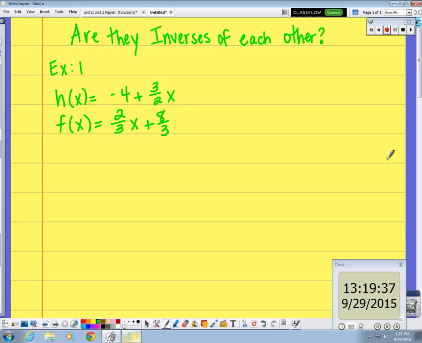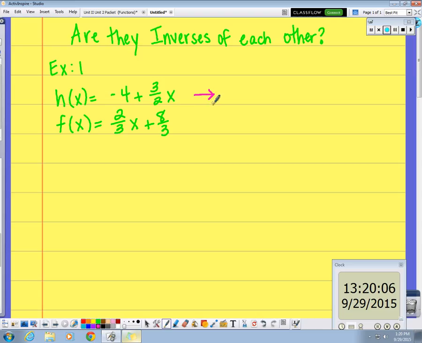Okay, so they're giving you two functions and you have to decide, are they inverses of each other? Okay, well to figure that out, you have to take the inverse, or find the inverse of one of them. We learned how to do that yesterday. Which one of these functions would you like to find the inverse of? Okay, so if we're looking at that first one and we want to find the inverse of it, what is the first step of finding an inverse?